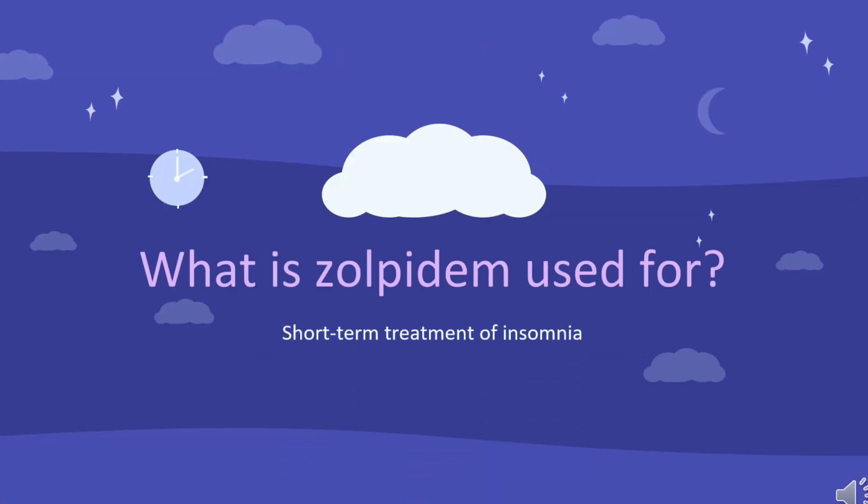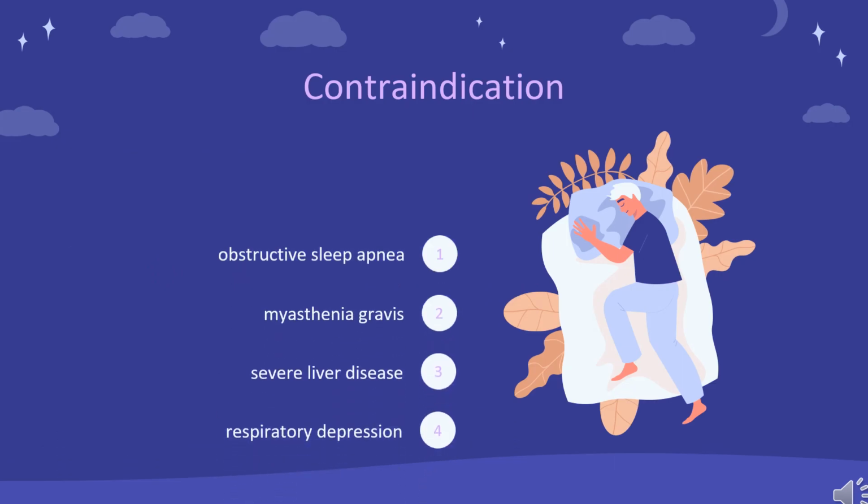What is Zolpidem used for? This drug is indicated for the short-term treatment of insomnia in adults characterized by difficulties with sleep initiation.